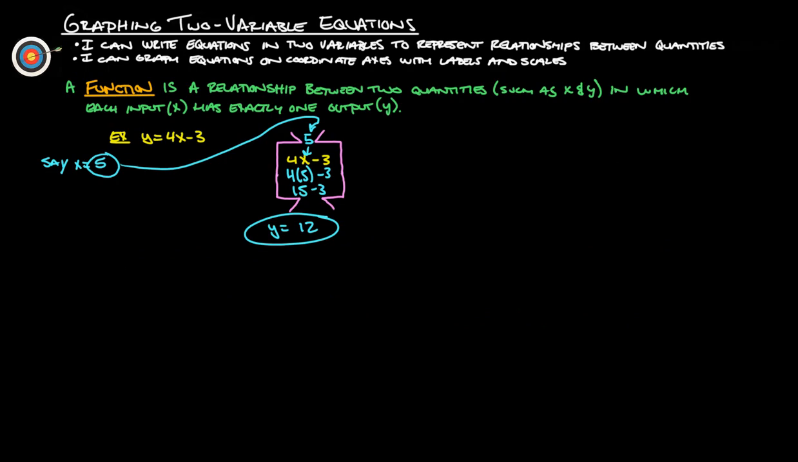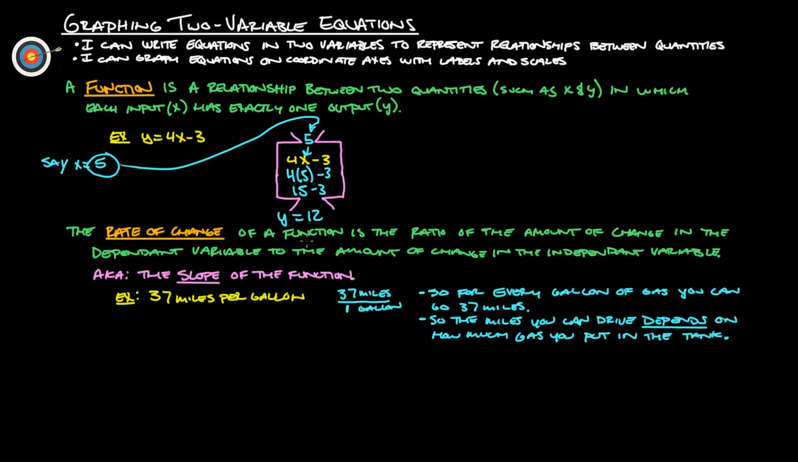Let me erase some of that so we can see it better. The rate of change of a function is the ratio of the amount of change in the dependent variable to the amount of change in the independent variable. Okay, that's a really big, long, potentially confusing sentence. The rate of change is simply the slope. Whenever you see rate of change, that's the slope of the function. The amount of change in the dependent variable, which is the y, to the amount of change in the independent variable, which is the x, is what we call the slope of the function.